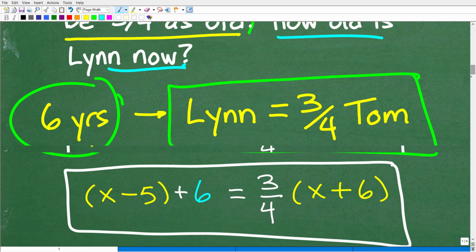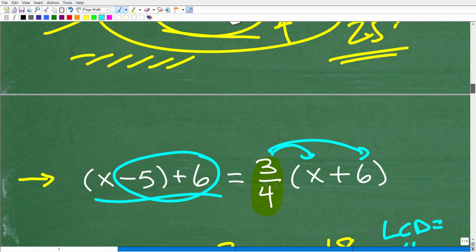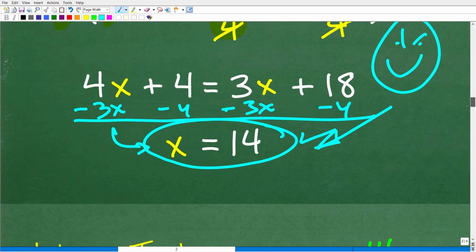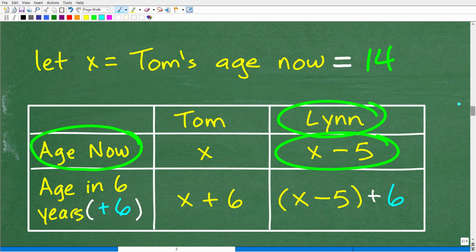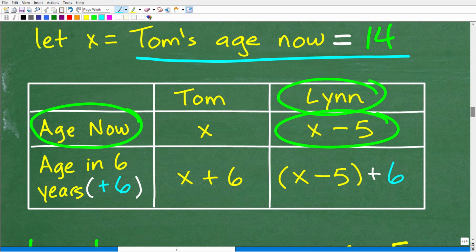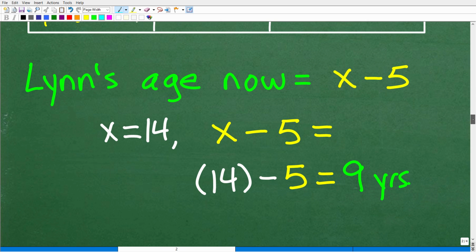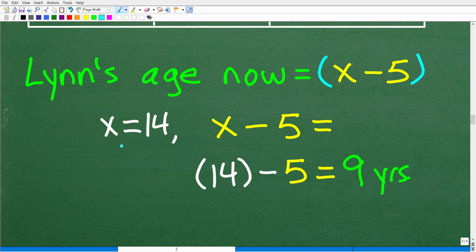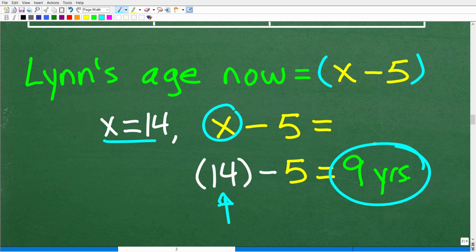Well, what does X represent? Remember, X represents Tom's age right now, right? So we let X equal Tom's age currently. So X is equal to 14. That's what we solved for. So Tom is 14. What we want is Lynn's age right now. So Lynn's age right now is X minus 5 because Lynn is 5 years younger than Tom. So pretty straightforward stuff. Lynn's age right now is X minus 5. If X is equal to 14, then we're going to go replace this X with 14. 14 minus 5 is 9.